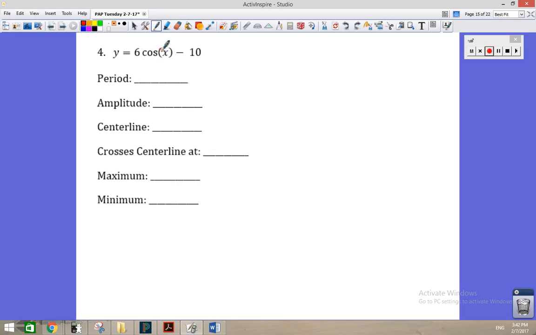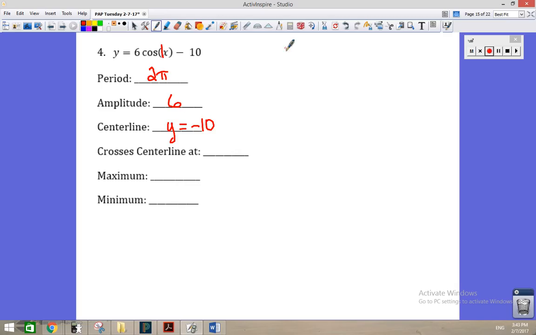Cosine, again, we have a coefficient of 1. Sine and cosine will have a period of 2 pi. The amplitude is this multiplier out here. Both of these need to be positive values. The center line, however, is a horizontal line, so it's always y equals, and it's whatever you're adding or subtracting. So -10 is my center line.